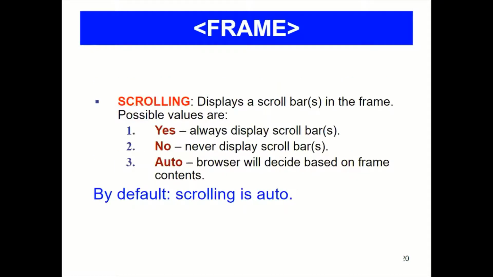And the next attribute is scrolling, which displays the scroll bar in the frame. Its possible values are yes, no, or auto. With the yes value, the scroll bar will be displayed. With the no value of the scrolling attribute, it will never display the scroll bar. And with auto, it will decide based on the frame content, and by default, scrolling is always auto. Means it depends on the framed HTML document.